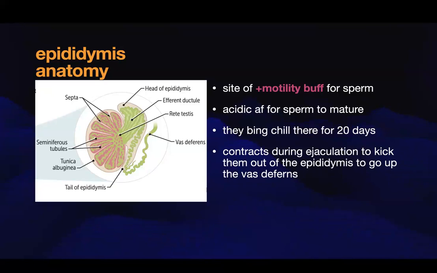The environment there is very acidic, low pH, with a good bunch of H plus ions. So they mature. And when the time is right, when someone wants to release sperm, when someone wants to ejaculate, the epididymis itself will contract and squeeze all those little spermlings into the next structure, which is the vas deferens.